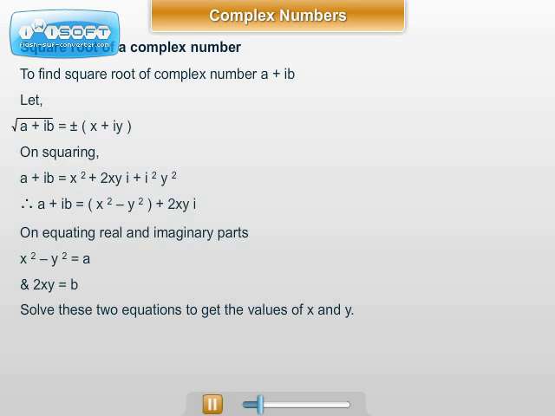We also note that (−x − iy)² is also the same. Hence, −(x + iy) is also a square root of a + ib. Thus, a complex number has two square roots and they are negatives of each other.